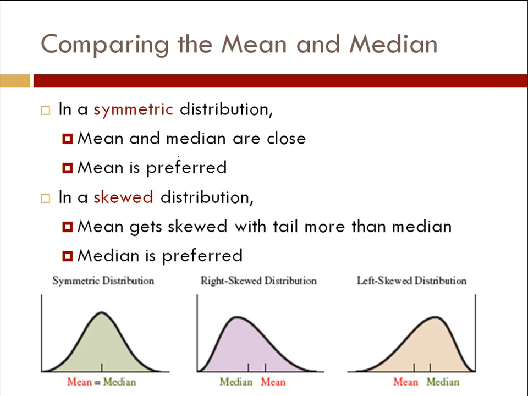Whenever we have a perfectly symmetrical distribution, the mean and the median will be right there together, close to each other, in the center of the data set. And in these symmetrical distributions, the mean is actually preferred over the median because it considers all of the data values. Whenever you have a skewed distribution, the mean actually gets skewed more than the median, and it gets skewed with the data. So in this case, when the mean is skewed, we really prefer the median over the mean because the median is resistant to all of those really extreme data values.